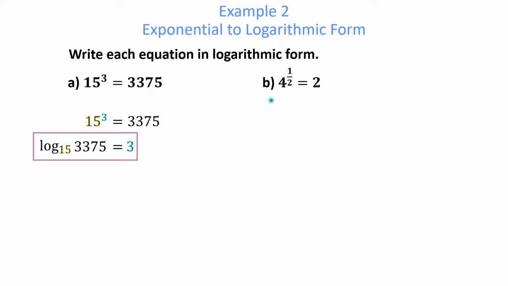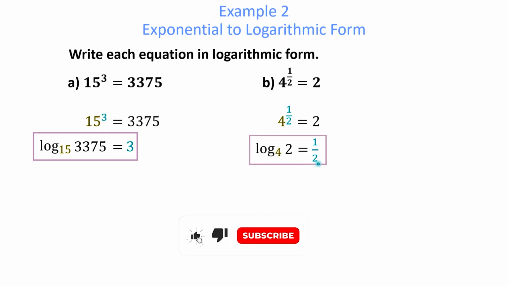And we'll do the exact same thing for part B. So here's the original equation. Base 4 is in blue and the exponent a half is in red. So we would write this in logarithmic form as log base 4 of 2 equals this exponent here, a half. And that completes the question.